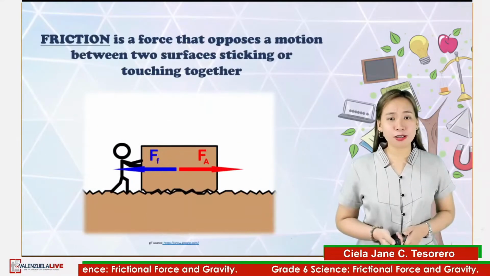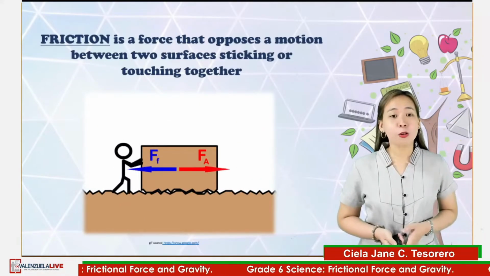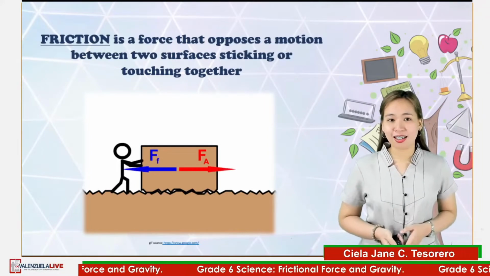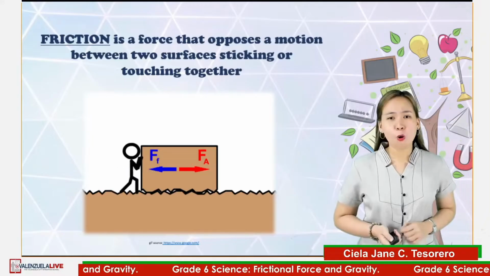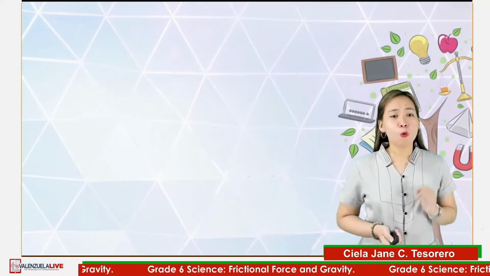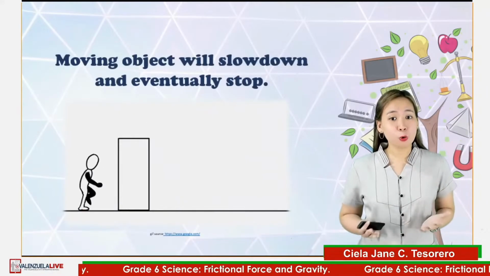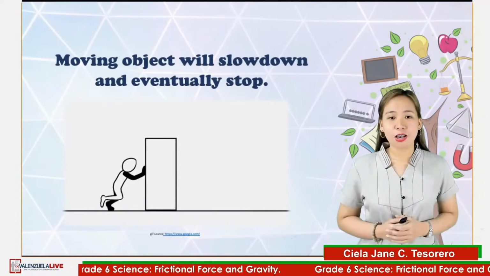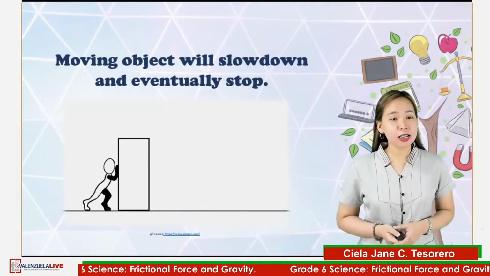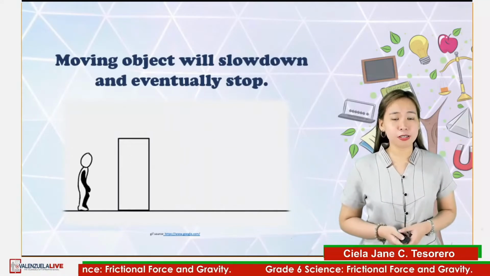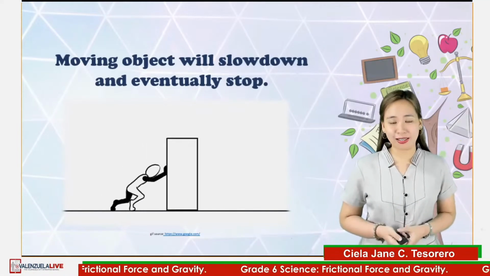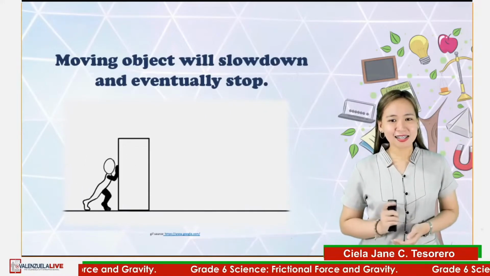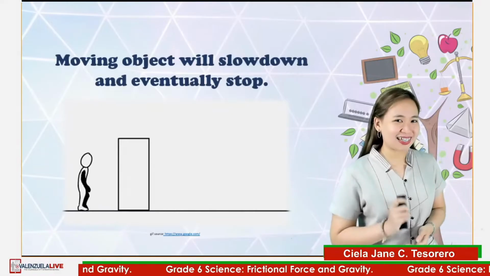Friction is a force that opposes a motion between two surfaces sticking or touching together. It is the main reason why a certain object, when moving, will slow down and eventually stop. However, the amount of friction may vary depending on the type of surface the object gets in contact with. So, to further understand, let us take a look at this activity.